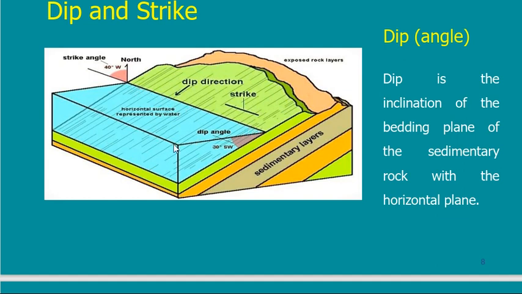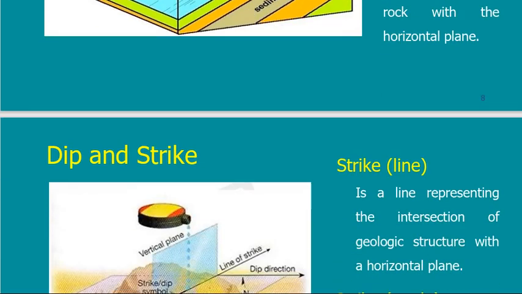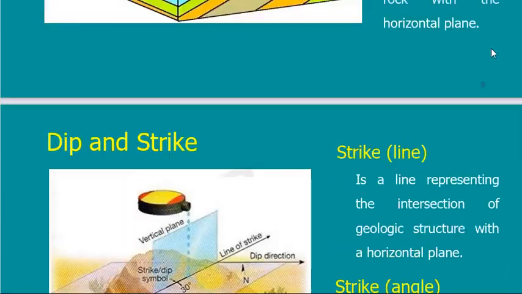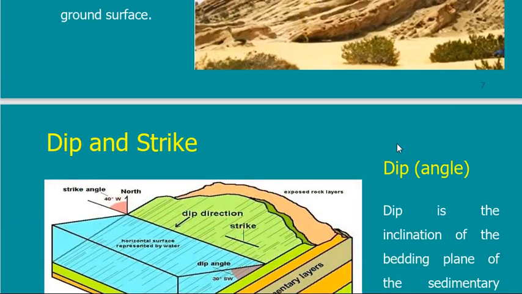representing the cross section between a horizontal plane and the dipping direction of the rock. So strike is the line representing the intersection of the geologic structure with a horizontal plane. So this is the line representing the strike.